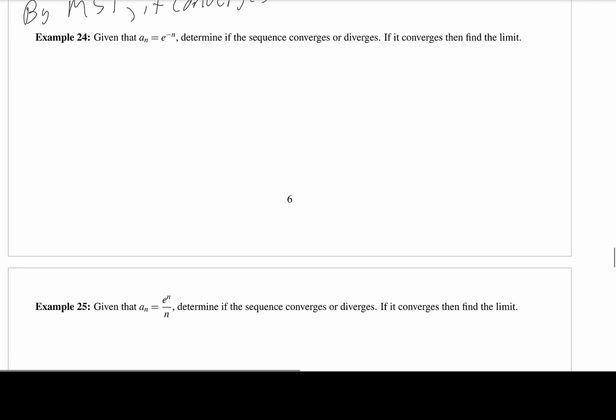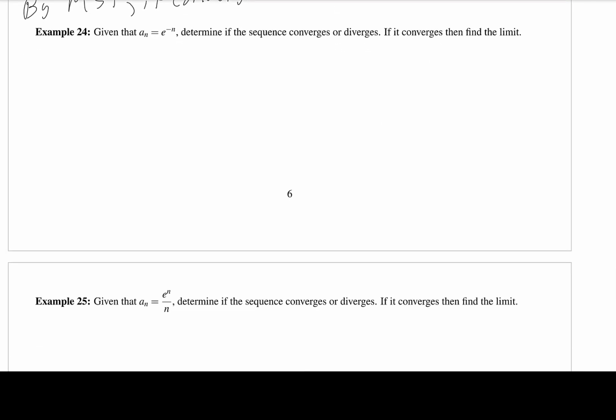Now we're looking at a sequence given by e to the negative n. The first thing I want to note is that e is approximately equal to 2.7. Okay, so what we're really looking at is 2.7 to the negative n. So this is 1 over 2.7 to the n.